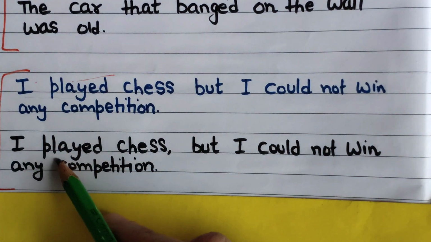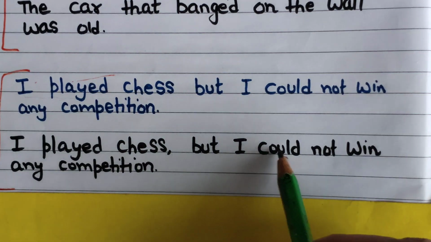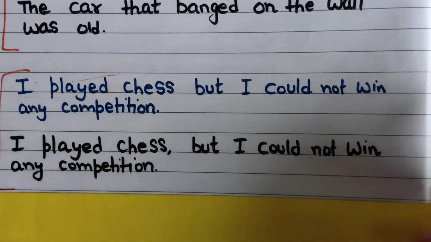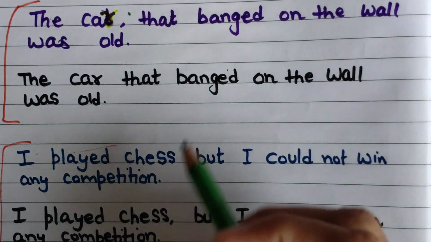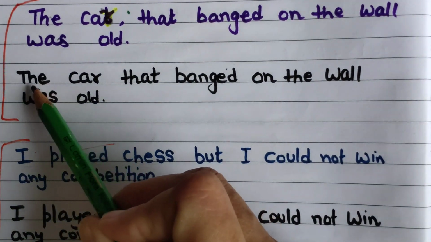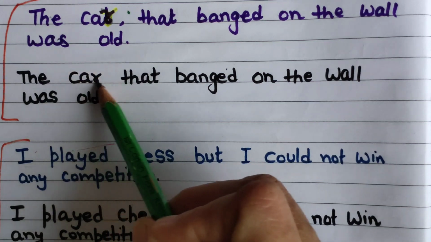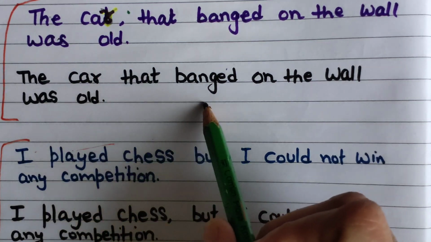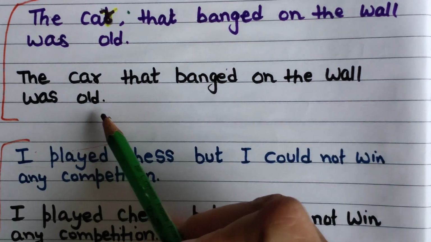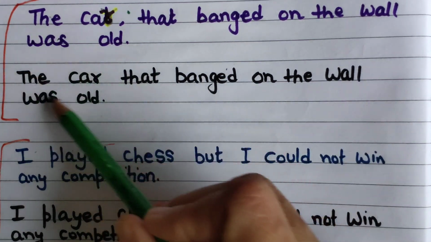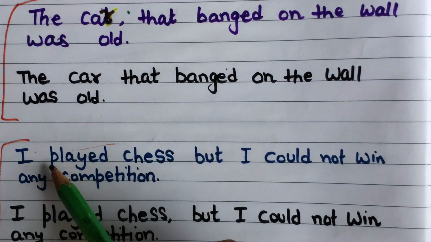I have put: I played chess, comma, but I could not win any competition. Now you will ask what the difference is between both the sentences. Here only this noun is used. We are explaining that car that banged on the wall was old. So this is not an independent sentence. Okay, so this one is independent.